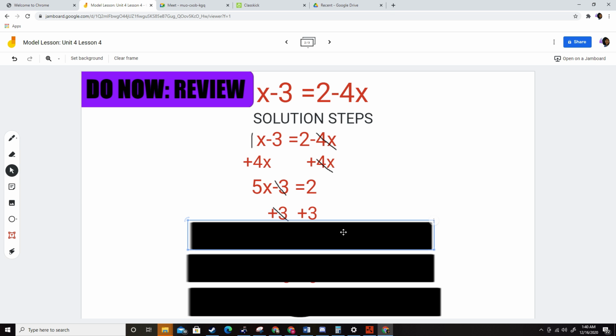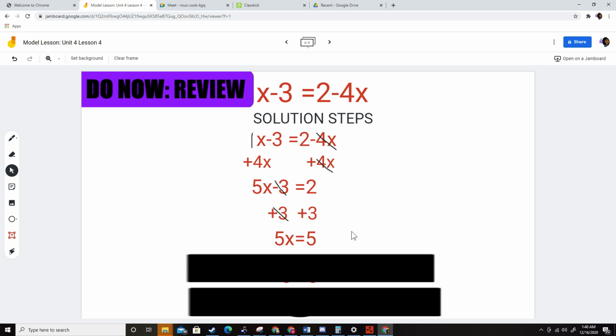Now that's something simple. We already know that 2 plus 3 gives us 5, which means that over here on the left side, we just got 5x by itself. And now over here on the right side, we have 5 by itself. Now here's where we are going to use a different operation. We've been doing addition and subtraction for the last one. So right now we got 5x and 5.